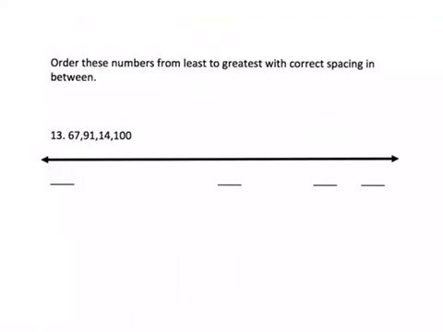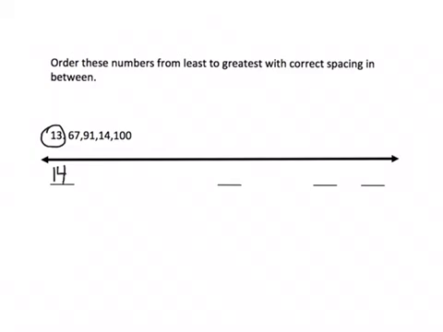The problems on the number line. Number 13. Order these numbers from least to greatest with correct spacing in between. I've put blanks for number 13 where I think the numbers should go. Okay? So, which number would go first? Well, that's really easy. 13 is not one of the choices. We're on number 13. 14, yeah. 14 would be first.